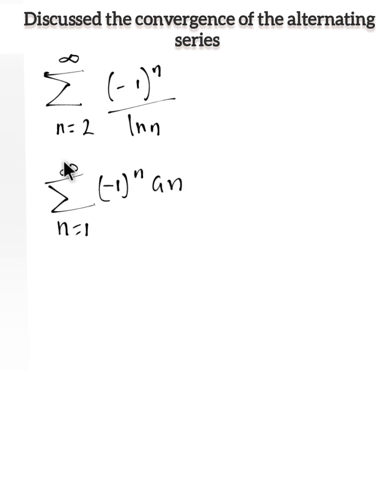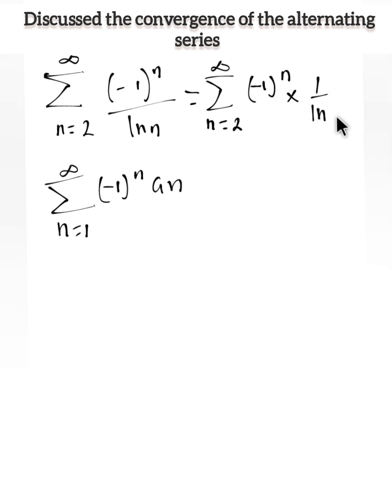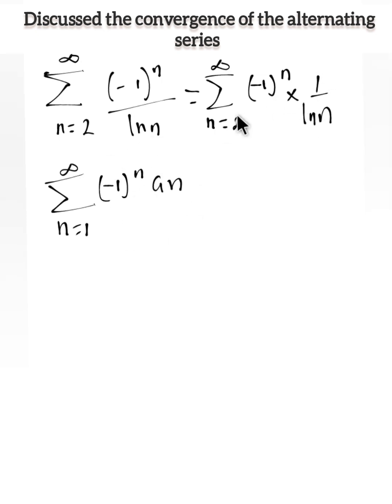Now when we compare both expressions, an is equal to 1 over ln n, because this expression here is the same as the summation from n equals 2 to infinity of minus 1 raised to the power n times 1 over ln n. So if we compare this expression here and this one, we'll observe that an is 1 over ln n. So the sequence is 1 over ln n.